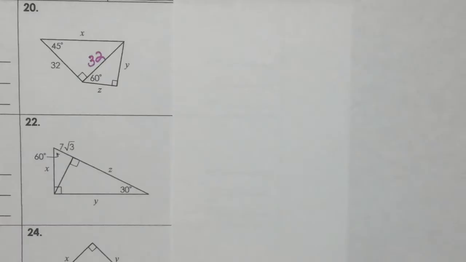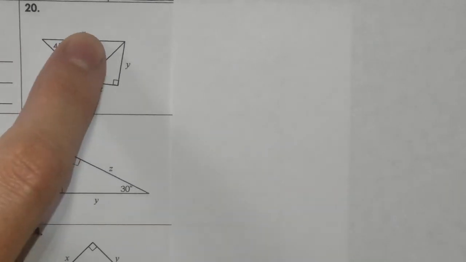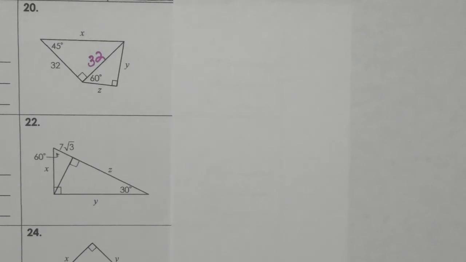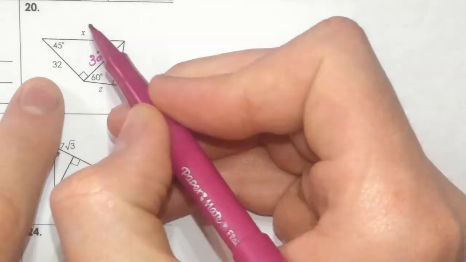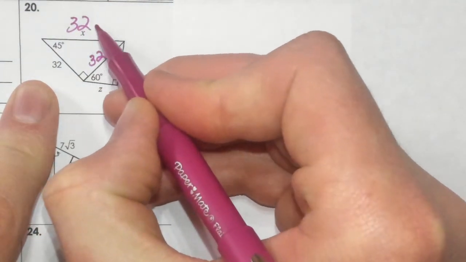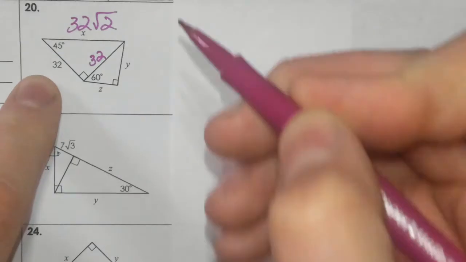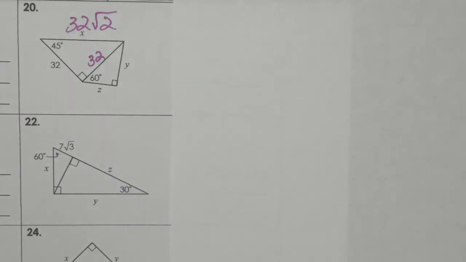This leg happens to be the hypotenuse of the 30, 60, 90, right? We'll get there in a second. Remember that the hypotenuse of a 45, 45, 90 is x times the square root of 2. Since I found the leg was 32, I know that this is going to be 32 times the square root of 2. So that's what the hypotenuse of the 45, 45, 90 is.